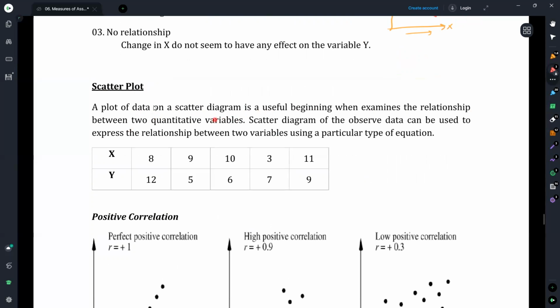Therefore, we can say that we can use the scatter plot for a preliminary analysis, or primary analysis, of a data set to identify whether there is a relationship between the variables. Therefore, the scatter diagram of the observed data can also be used to express the relationship between two variables using a particular type of equation.